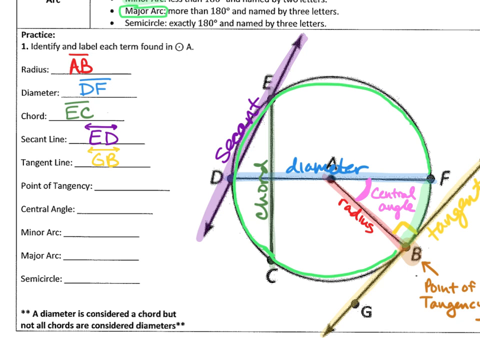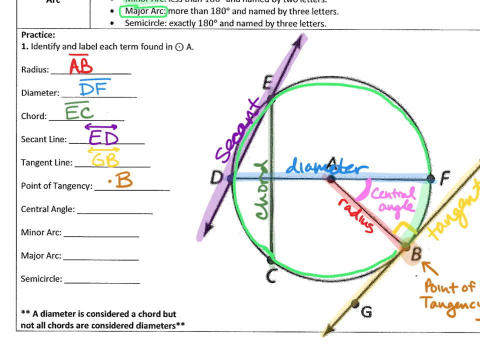Ooh, and I already gave you this one. What is the point of tangency here? B. So you're going to say point B or letter B as long as you're indicating that it is point B. I like to put the little dot next to it so I know I'm talking about point B.